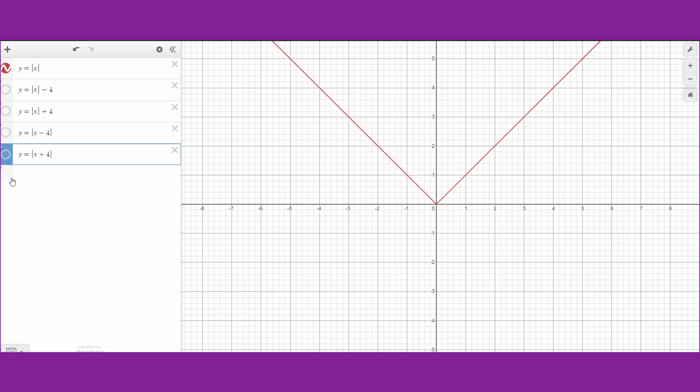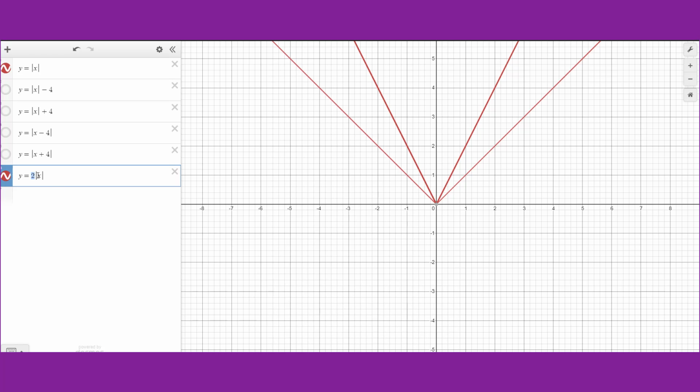And I'll show you where the a value sits. So y equals 2 absolute value of x. All right, so I kept it there at the vertex just to see what would happen to it. So what happened to it? I gave it a value of 2, so anything greater than 1, and it squeezed it a little bit.